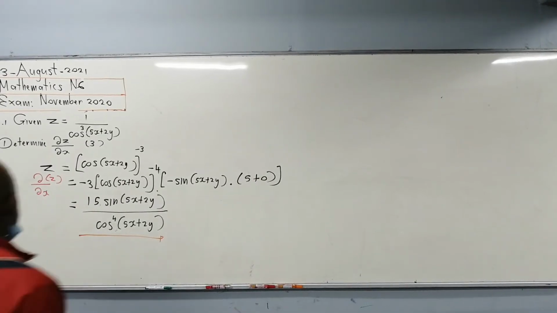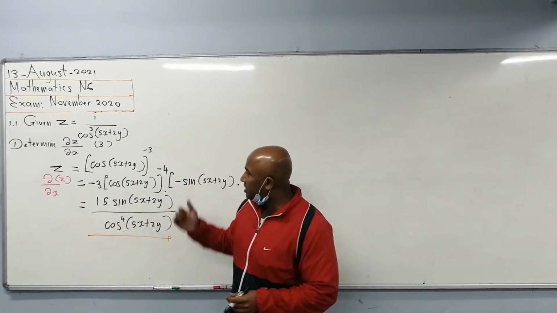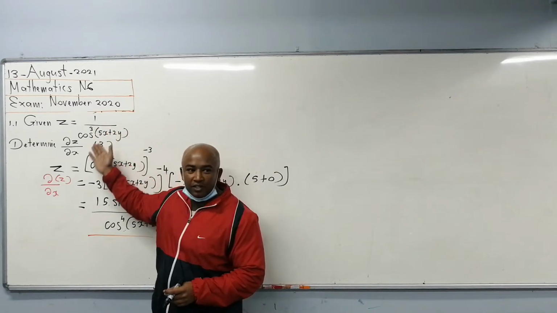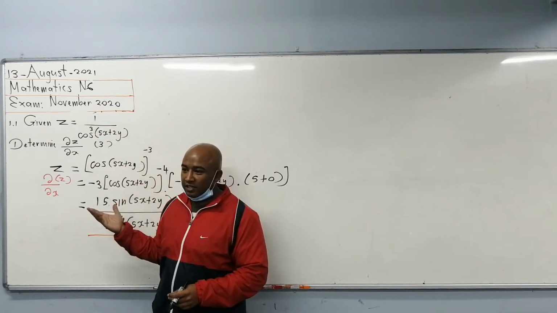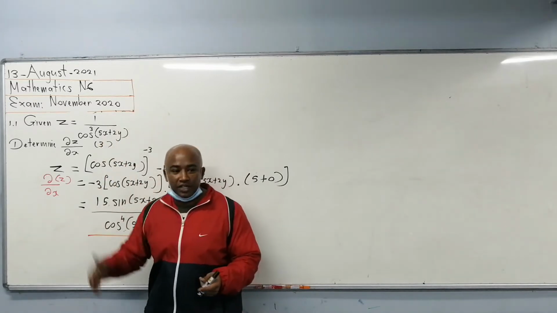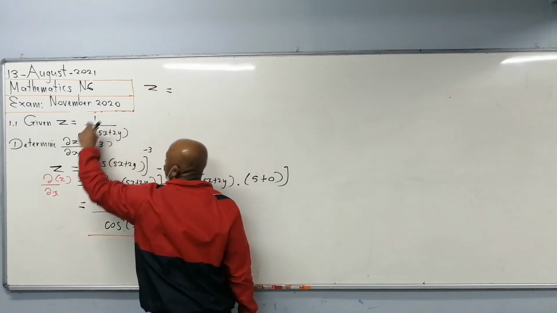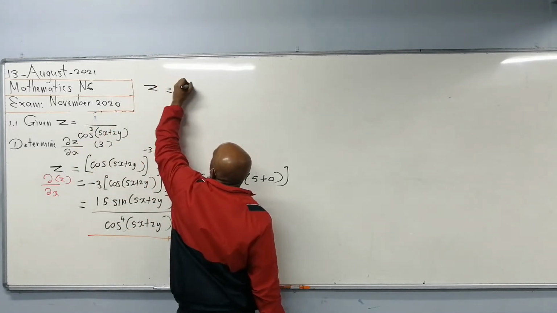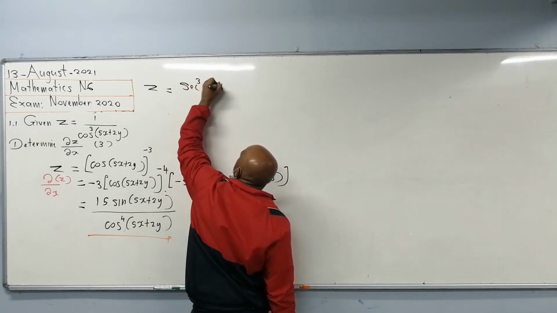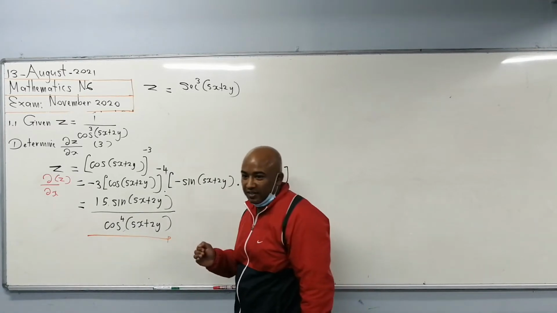Alright, so a suggestion from one of my students states that we could also change 1 over cos to sec. So instead of taking this to the top, you could have changed it to sec, so that is fine. Let's do it. So z is equal to 1 divided by cos, which is going to be sec to the power 3 of 5x plus 2y. So we're using our trigonometric identities.